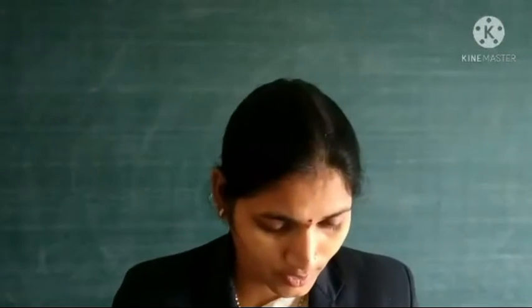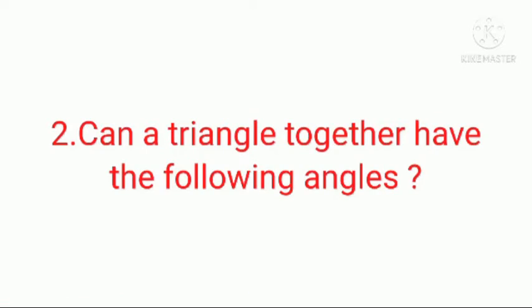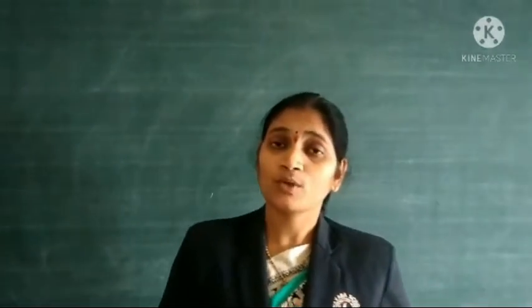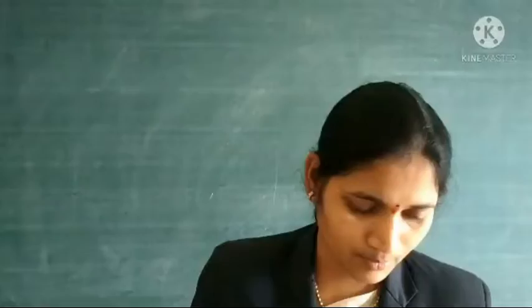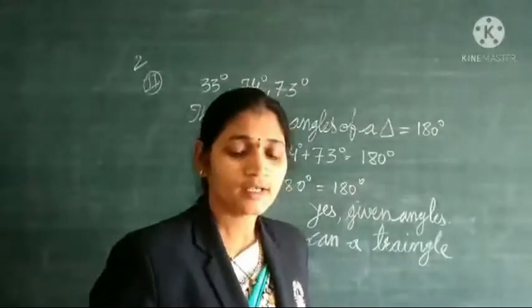Let's see the second question. Three angles can together form a triangle only if the sum of all three angles is exactly 180 degrees. If the sum of the angles is less than 180 degrees, then those angles will not form a triangle. And if the sum of these angles is more than 180, then also they are not able to form any triangle. So let's see one example.